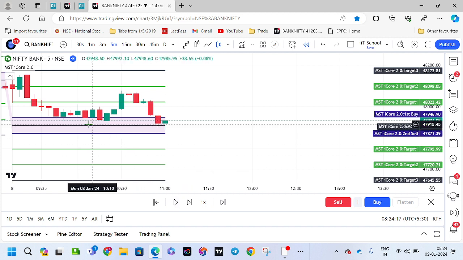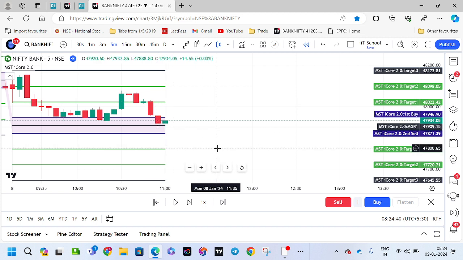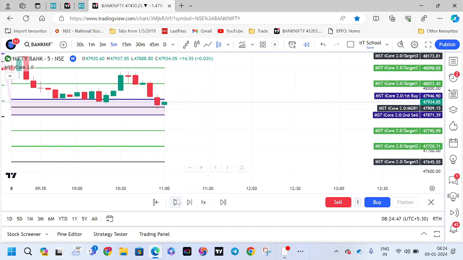See here, we have taken entry here. Suppose we are taking 150 quantity, book 50 quantity at the first target and revise the stop loss to cost to cost. In this case, 2 targets have been achieved. After that, we will revise the stop loss to the first target. When the market is reversing, we will exit. Next time when the market comes down to the second sell area, we will go for the sell entry.